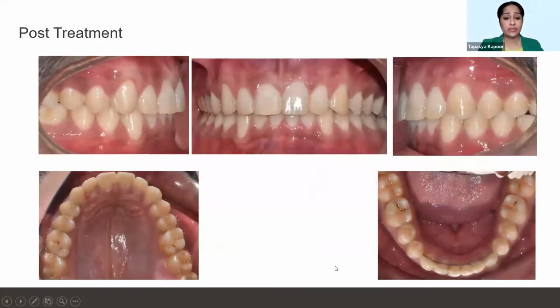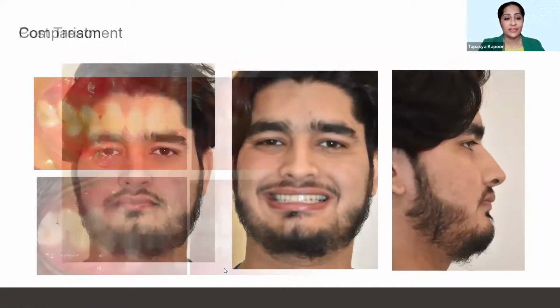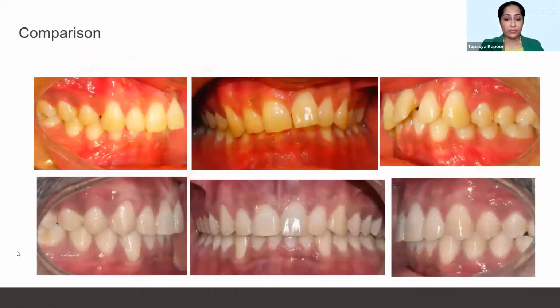And this is how he looked at the end. His incisal edges were leveled, his canine inclination, incisor inclinations, root uprighting, everything worked out well. Bite opening maintained, and we got good coordinated arches. And he was definitely smiling much more. These are his comparison photographs before and after.